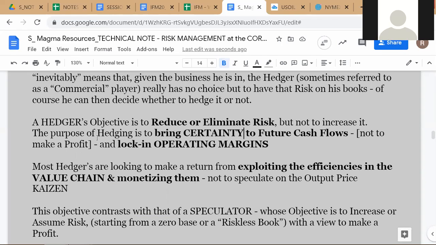So what are you learning? Hedgers are basically mostly running businesses, non-financial businesses. And their goal, the useful way to think about a hedger's business, is to exploit the efficiencies in the value chain. Okay? They are not looking to speculate on the output price. They want to exploit the efficiencies in the value chain, do each of the steps in the production process better and better. Now, that's why they have some control over their operating margin, especially on the cost side, okay, not on the revenue side, but on the cost side.